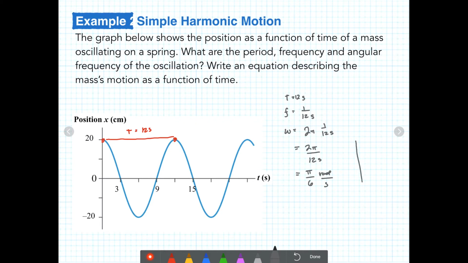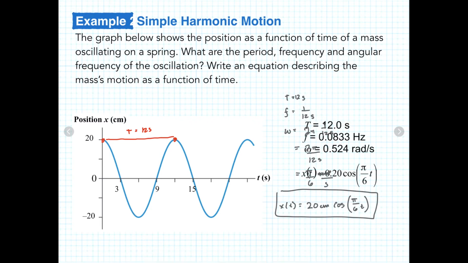If we want to write the equation, that's going to be x of t. Our maximum amplitude is 20, so that's 20 centimeters. We can change that to meters if we want. Cosine pi over 6 t. And then our phase here, you can see this is cosine. It starts at the maximum, so the phase is going to be 0. And that's our equation.